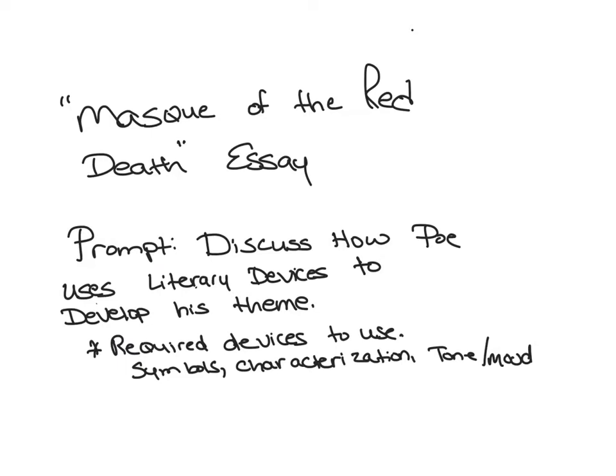The prompt is: discuss how Poe uses literary devices to develop his theme. You're required to use these 3 devices: symbols, characterization, and tone or mood. You get to choose which one you want, tone or mood. I am recommending tone. It's easier because it's what I've gone over more of. But if you feel comfortable with mood, you can do mood.